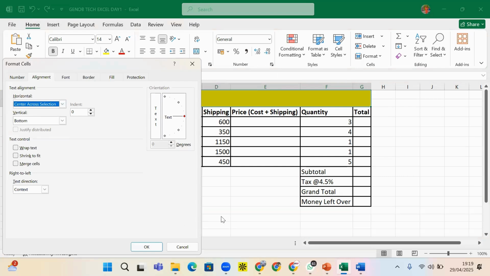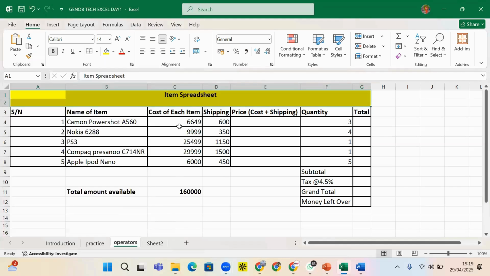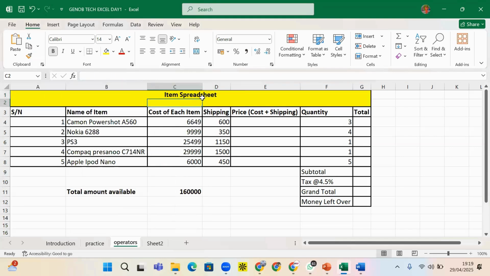But the cells, okay, not merge across selection, it's center across selection, yes. I say okay. So this is center across selection, but the cells were not merged, right? It just centered. The cells are not merged. If I enter data in any of these cells, this will return back to each cell. This is the cell that contains this data, cell A1, right? You can see the data here in the formula bar.